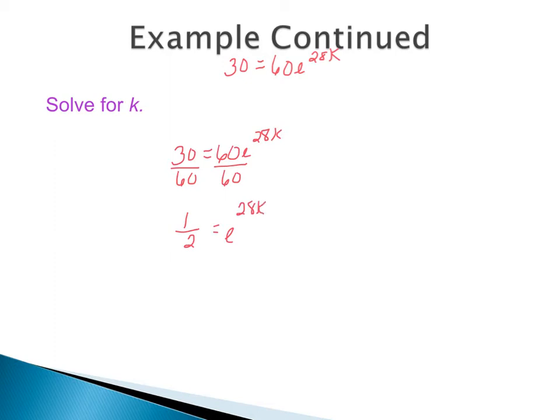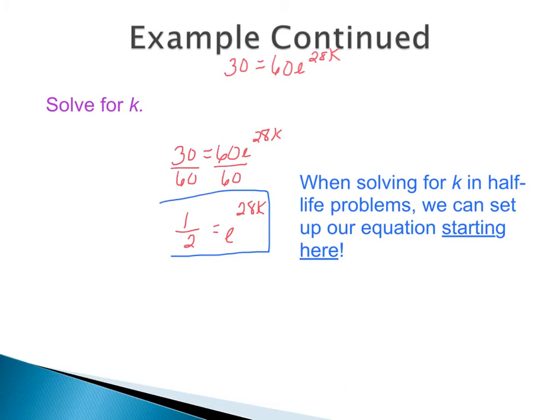If we look at what we have here, that 1/2 is significant because it comes from the idea of half-life: after 28 years, we started off with 60 grams, we took half of it, so we'd be left with half the amount, which was 30. Anytime we're solving for k with half-life problems, we're always going to get this 1/2 here because we're trying to find half of the original amount. So we actually could have started solving for k right here. If you wanted to start here, that is perfectly fine.